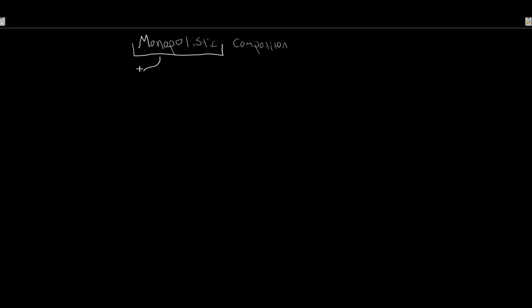Monopolistic because each firm has a monopoly over their version of the good that they sell, because each firm has differentiated their product just slightly. Only Coffee Crisp sells Coffee Crisp. Only Kit Kat sells Kit Kat. There's other ones that try to come close, your knockoffs of your Reese's Cups, but nothing's quite the same as a Reese's Cup.